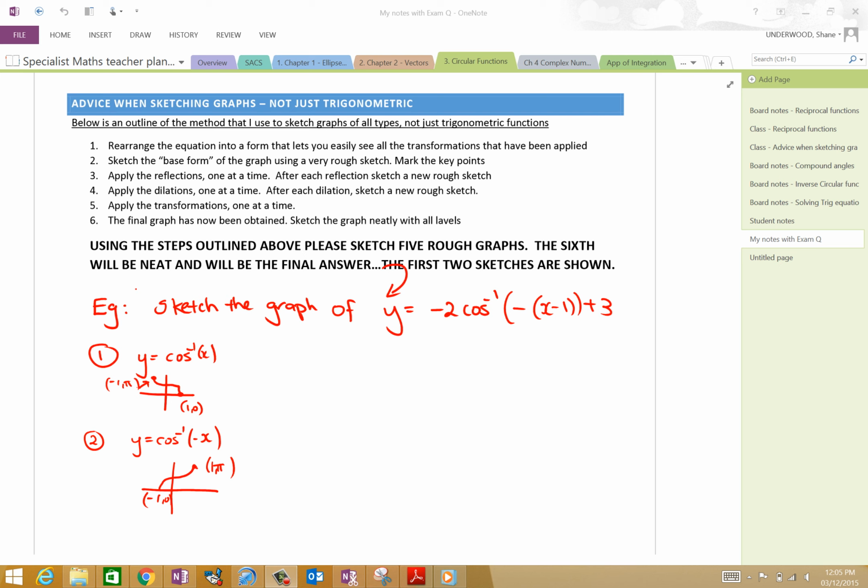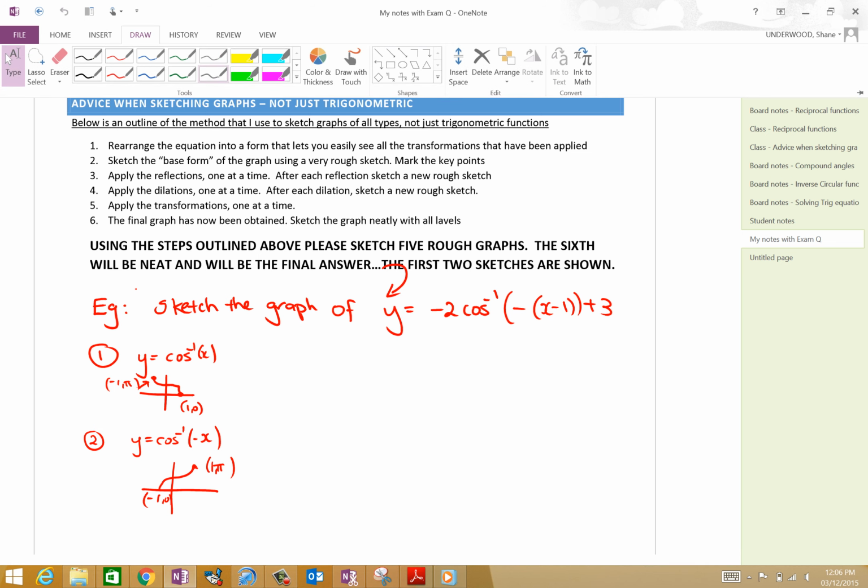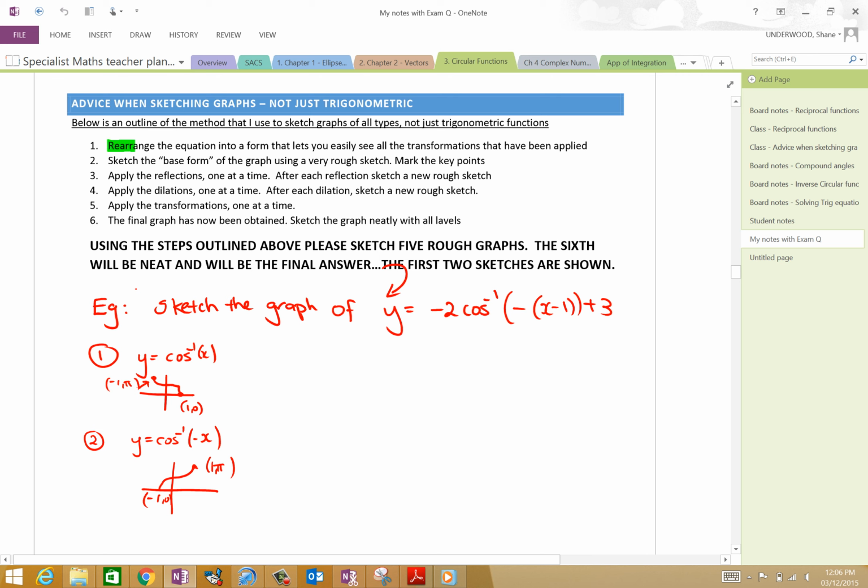All right, how we sketch a graph. We're looking at sketching inverse cos graphs, inverse sine, inverse tan. My advice, as I've stated before, is rearrange the equation in a form that lets you easily see the transformations that have been applied. That is a number one imperative thing.